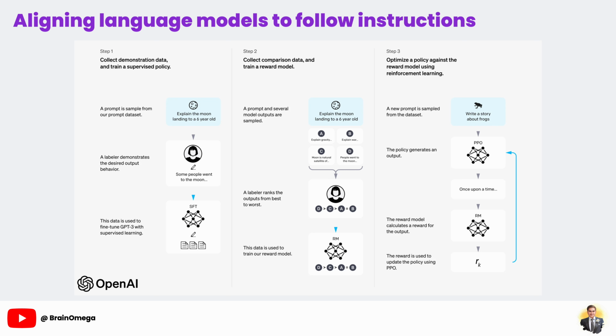Instead of letting the AI try to answer, a human expert, a labeler, steps in and writes a high-quality exemplary response. You see it here. Some people went to the moon. This is called demonstration data because it demonstrates the desired behavior. This curated data set containing thousands of these prompt demonstration pairs is then used to fine-tune the base model.